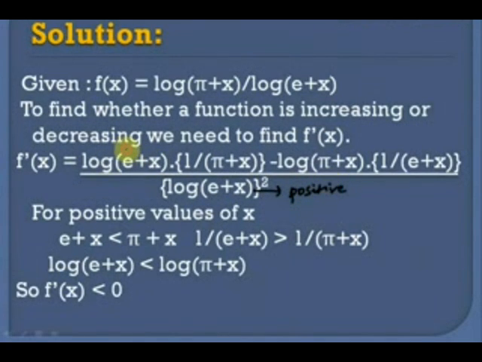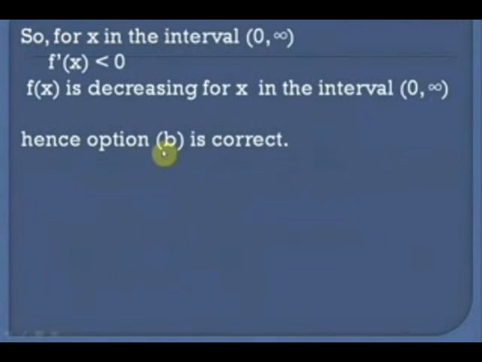then this very quantity is less than this quantity, and so we can say that f'(x) is less than 0. So we can say that for x in the interval of 0 to infinity, f'(x) is less than 0, or we can say that f(x) is decreasing for x in the interval of 0 to infinity, and hence option number B is correct.